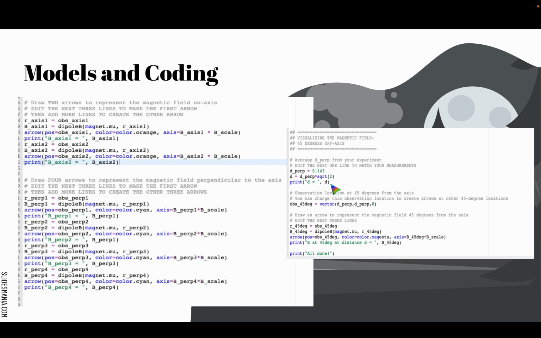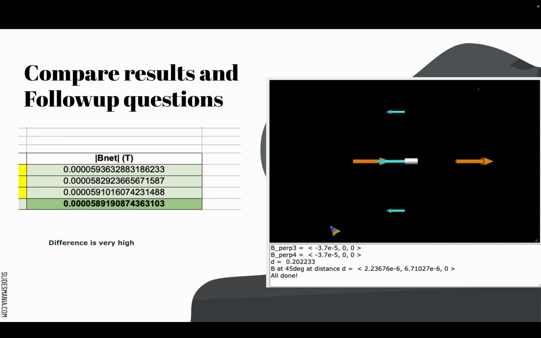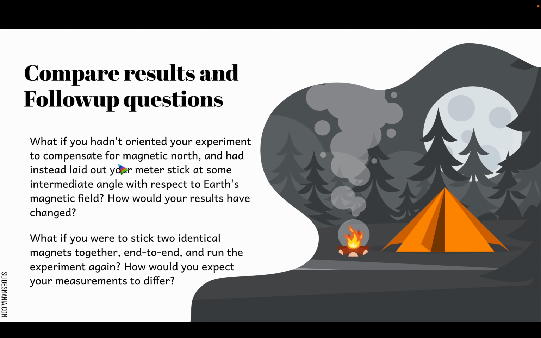And also here I used our coding model to calculate the theoretical magnetic field along the 45-degree axis, and compare the theoretical coding answer to our real-life measurement. I find the difference is pretty high, and this is because maybe there is extra magnetic field in my surrounding areas when I was doing the experiment.